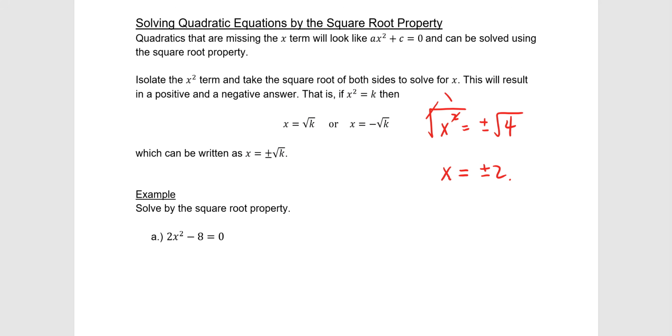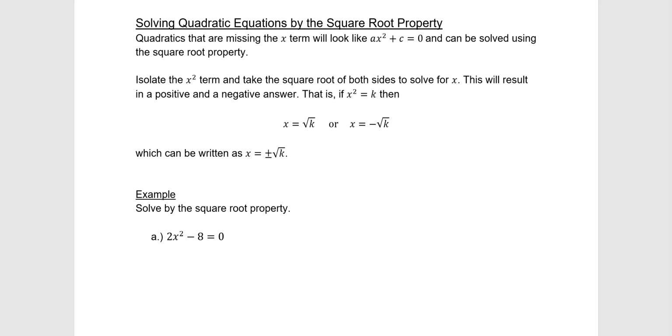So the original question was x² = 4. So if we plug in −2 into our original, we would get (−2)² = 4, which is true because −2 squared is positive 4. And positive 2 squared would also work. 2 squared is 4, so we get 4 = 4. So that's why we get a positive and a negative answer, because when we go back and check it, and we plug in a negative and we square it, it's always going to end up being positive and give us the desired result.